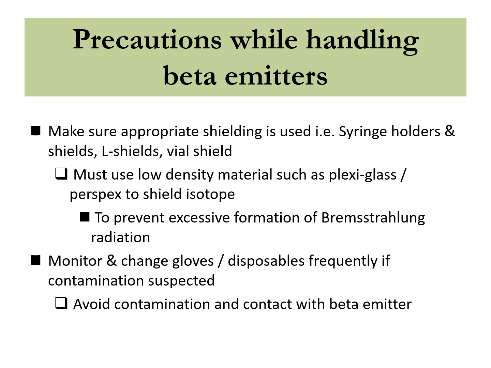So obviously precautions need to be taken while handling the beta emitters. We have to make sure appropriate shielding is used. Use syringe holders and syringe shields, L shield, vial shield. We must use low density materials such as plexiglass or perspex to shield the isotope in order to prevent excessive formation of Bremsstrahlung radiation. And obviously we have to monitor and change gloves and disposables frequently if contamination is suspected. So this is to avoid contamination and contact with the beta emitter.